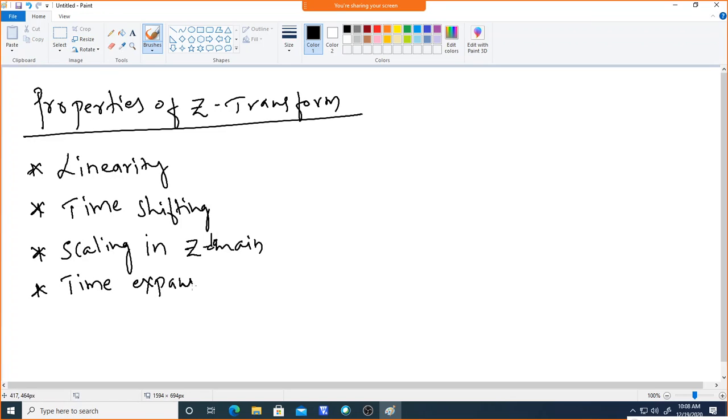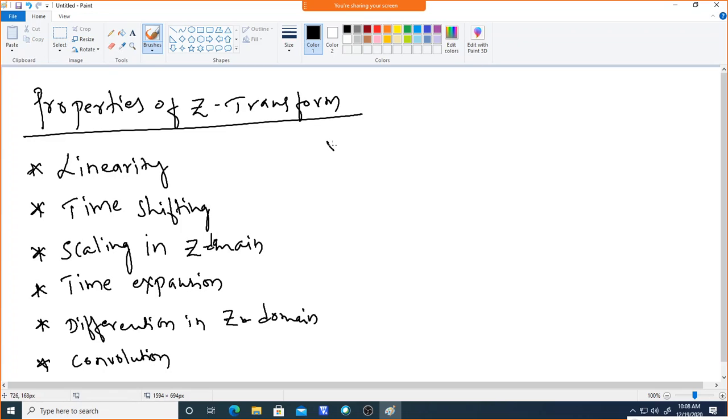Expansion in the sense we'll just pad the zeros in time domain, so that will lead to the time expansion. That will give the corresponding Z transform, which will improve the spectral efficiency. So that is the property which we call time expansion. And we'll have differentiation in Z domain. Okay, differentiation in Z domain. And also we have the property of convolution that we have already seen in Fourier representation also.